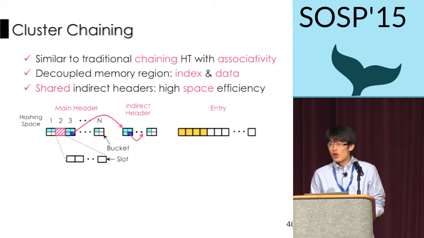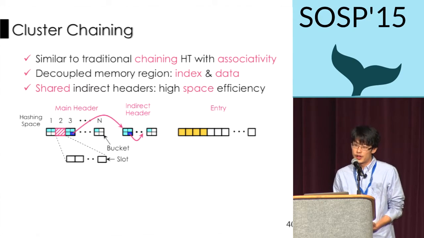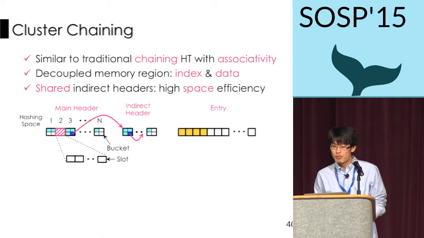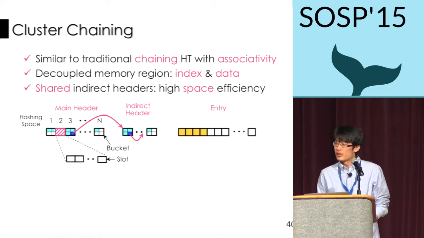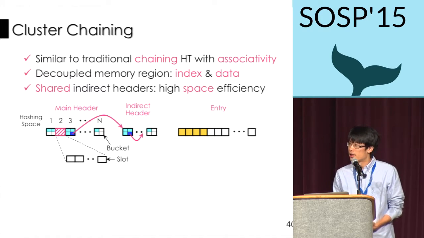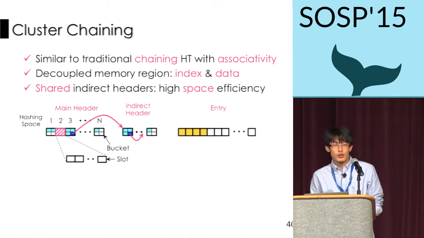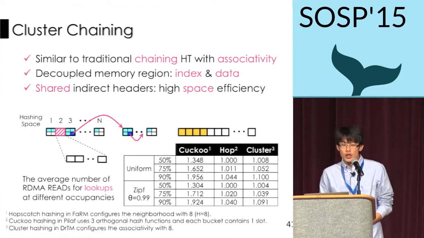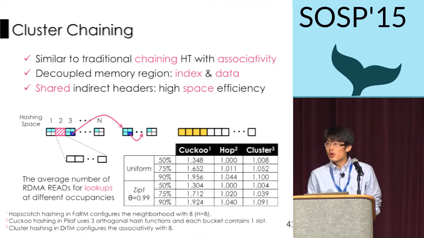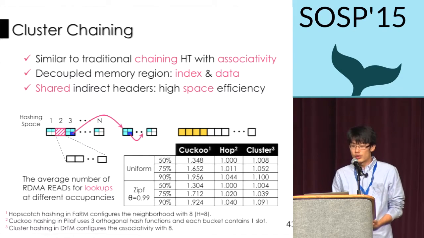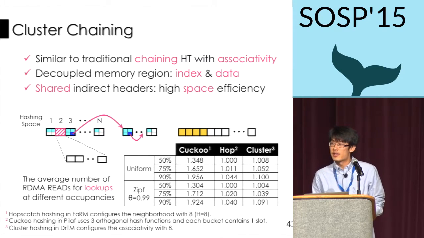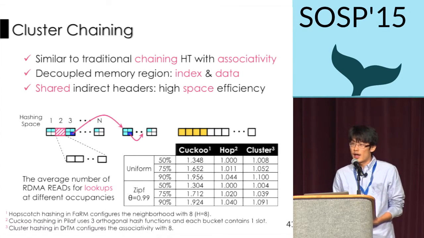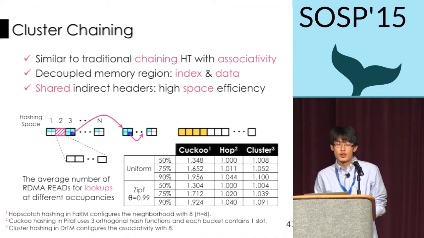I will start with our hash structure. In DrTM, we use a variant of the traditional chaining hash table with associativity, which we call cluster chaining. We decoupled the memory region to store the index structure and the data record with a shared indirect header to achieve high space efficiency and better RDMA lookup performance. Although very simple, in our micro benchmark, we show that our hash structure has similar performance to the previous hash structures used in RDMA-friendly stores.